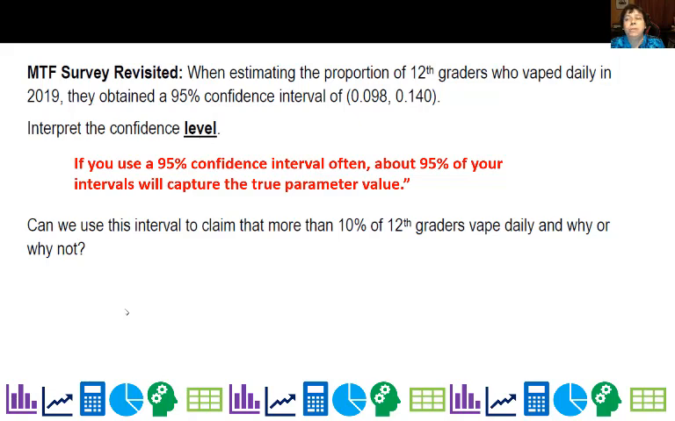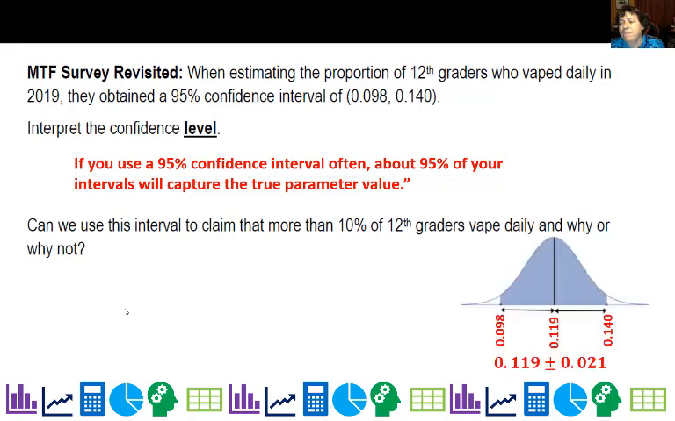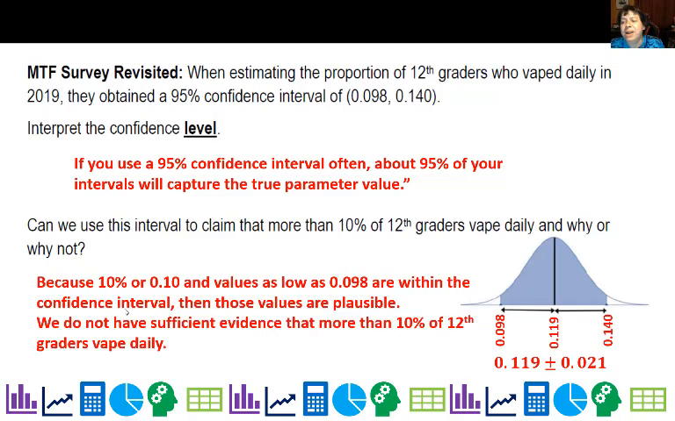Can we use this interval to claim that more than 10% of 12th graders vape daily, and why or why not? Well, 10% is 0.100, right? So it actually falls inside of the interval. And even if you say, well, it says more than, close enough, in theory, 0.099 is in our interval, and that's not more than 10%. So we can see a counterexample. What that means is we do not have sufficient evidence that more than 10% of 12th graders vape daily.